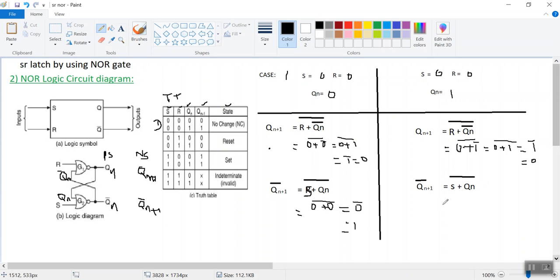Okay, and in a similar way you are getting your resultant, as you can check it out. So S is equal to 0 plus Qn value 1. So 0 plus 1 whole bar. So 1 whole bar means again 0 plus 1 is 0. Okay, so here we can check that when S and R are 0 0, so guys check it out. Qn is equal to 0, so that Qn is coming as it is as Qn plus 1. So 0 coming as it is.